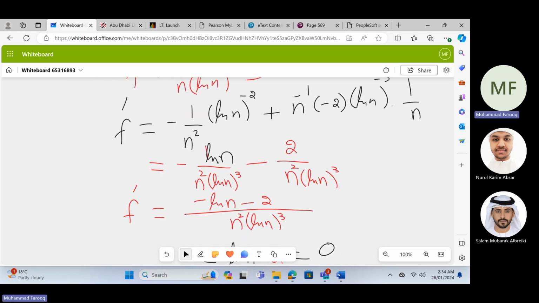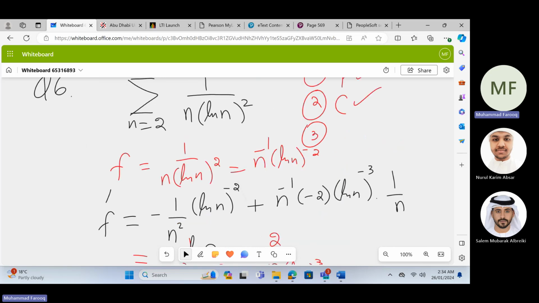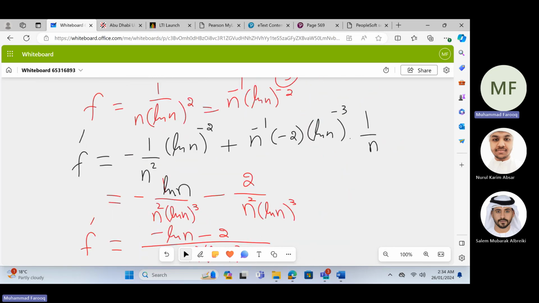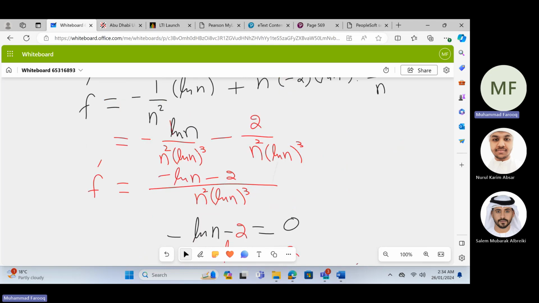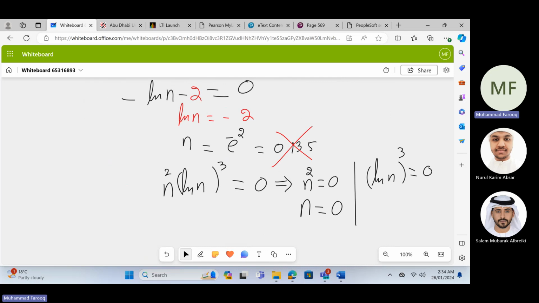Please check the domain. The question starts from 2, and your answer for n is 0. So it is not covered in the domain. 0 is out of the range from 2 to infinity. So it's also rejected.